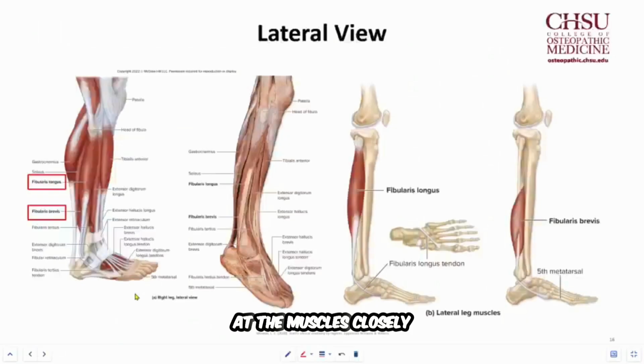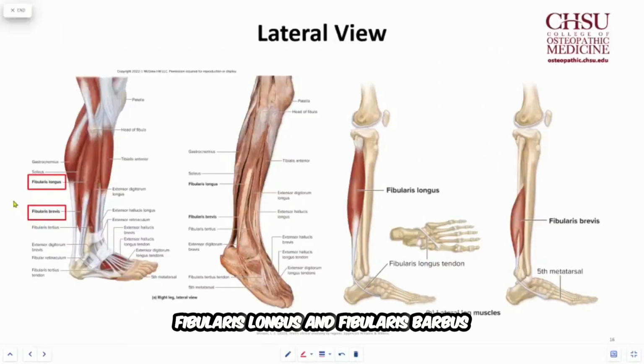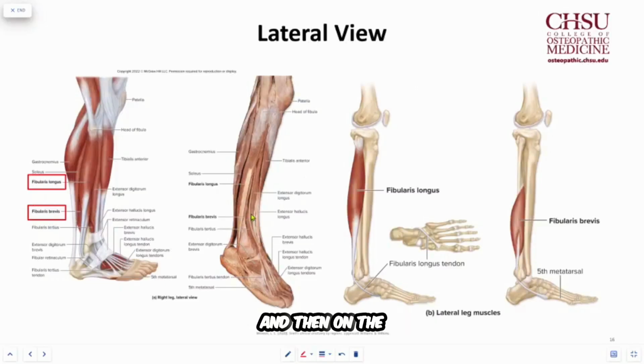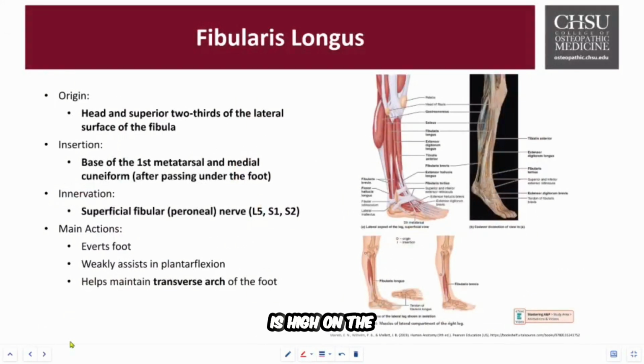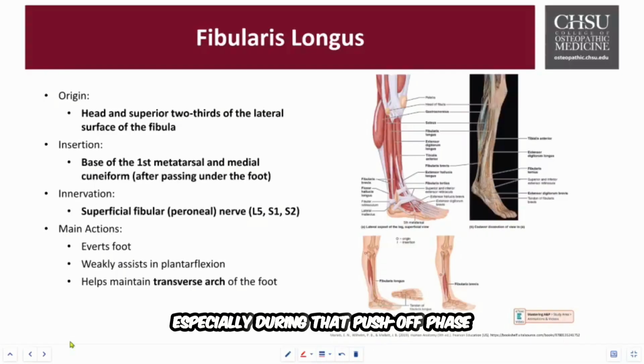Let's take a look at the muscles closely. Over here is a view showing you the fibularis longus and fibularis brevis. On the right, you have a cadaveric view, and then on the far right, you have the muscles stripped off by themselves. The fibularis longus originates high on the fibula and inserts down to the foot at the first metatarsal and parts of the medial cuneiform. Its main action is to evert the foot, and it helps maintain the transverse arch, especially during that push-off phase.